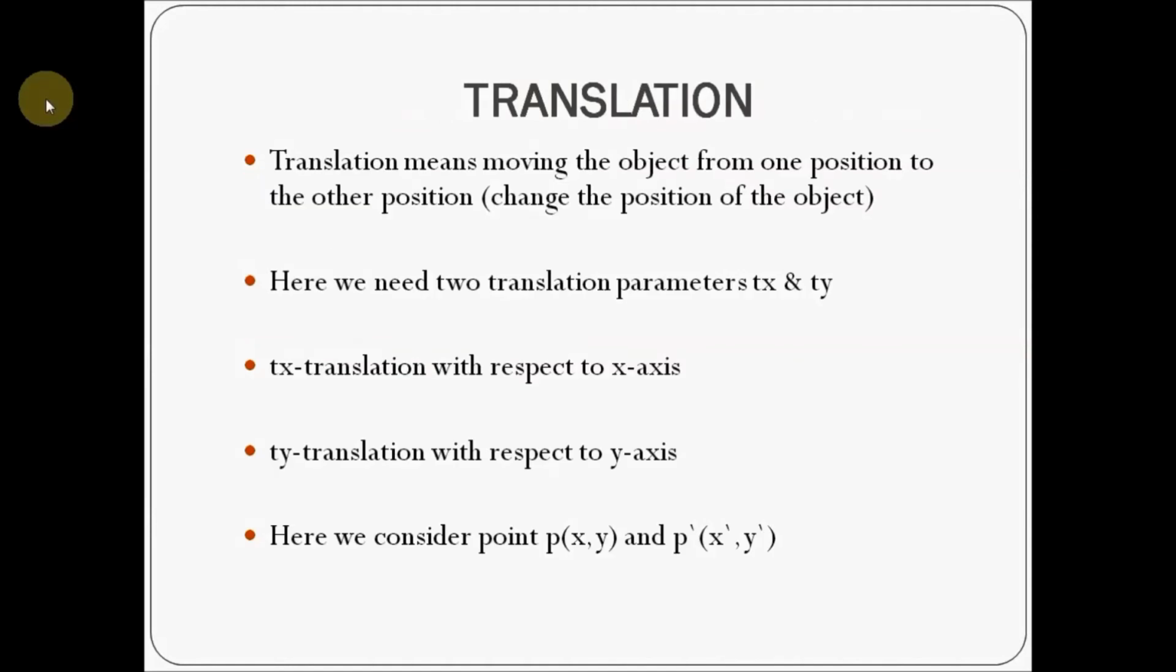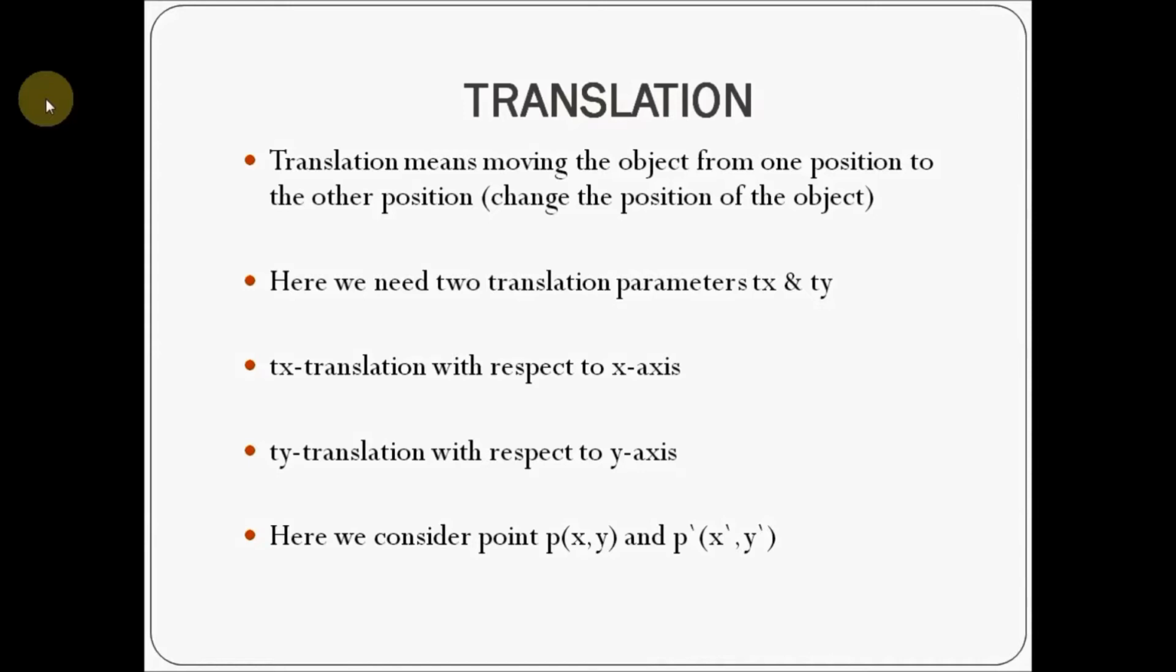Now what is translation? It is very simple. Translation means you can move your object from one position to another position. That is, you can change the position of the object. So translation means you can move the object from one position to another position. You can change the position.